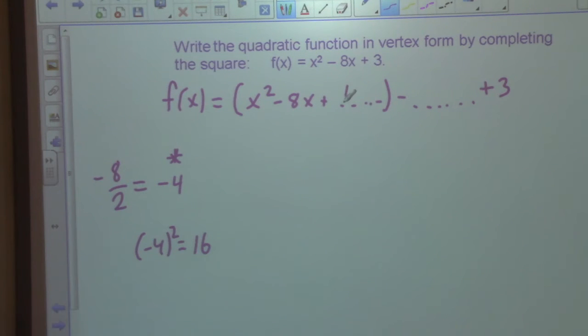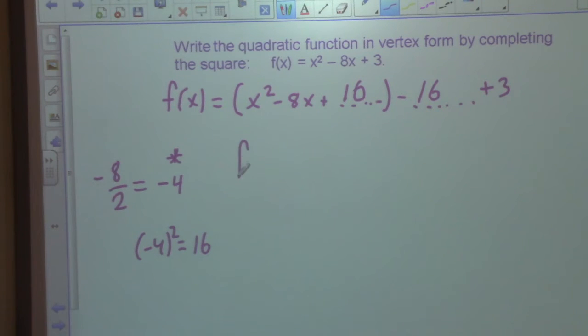So 16 is what goes here. And what goes out here? 4, negative 4. Okay, minus 16. We have to make sure that whatever we add here, we subtract the same thing on the outside.